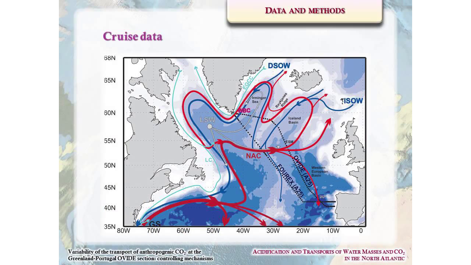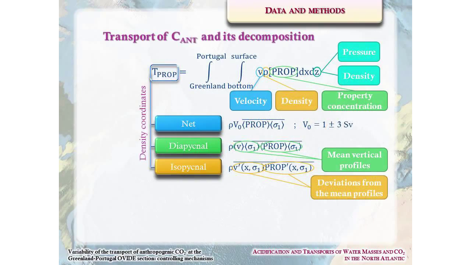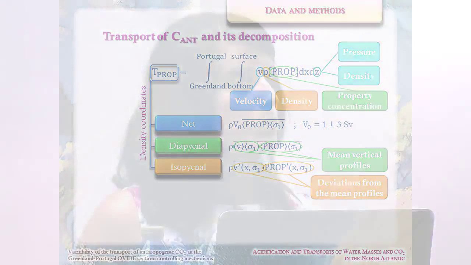And the transport of any property across the Greenland to Portugal section can be calculated by integrating the product of the property concentration, the velocity orthogonal to the section, and the in situ density from Greenland to Portugal over the entire water column. Usually this integration is performed in pressure coordinates, but due to the horizontal gradient present in the sections and the circulation pattern, it is preferable to do this integration in density coordinates.